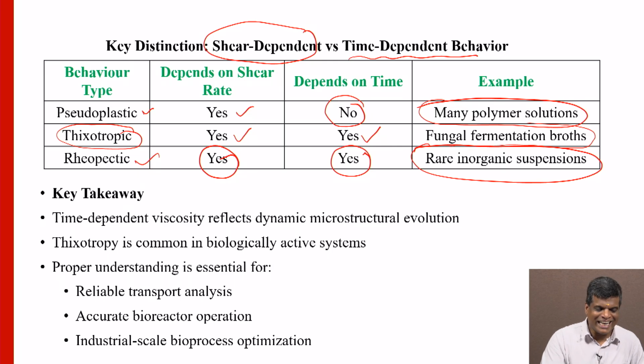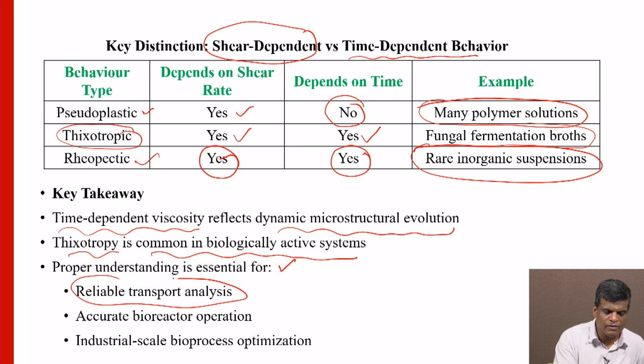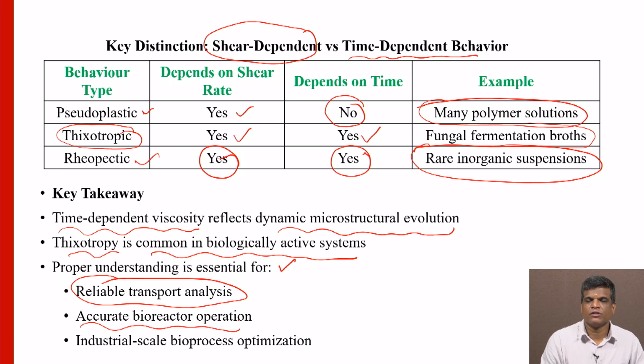So, what are the key takeaway points from here? Of course, we discussed that time-dependent viscosity definitely reflects the dynamic microstructural evolution. Thixotropic behavior is commonly found in many biological processes, which involve biologically active systems. Proper understanding is essential for reliable transport analysis, accurate bioreactor operation, and industrial scale bioprocess optimization.